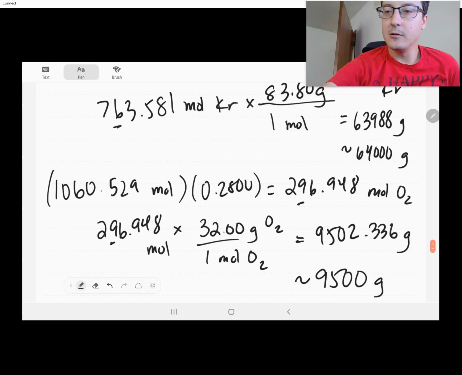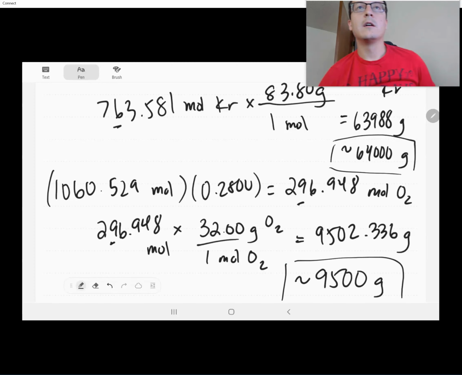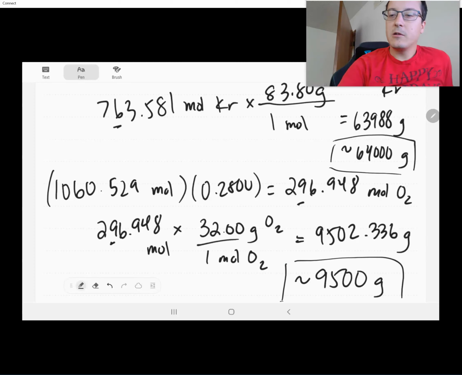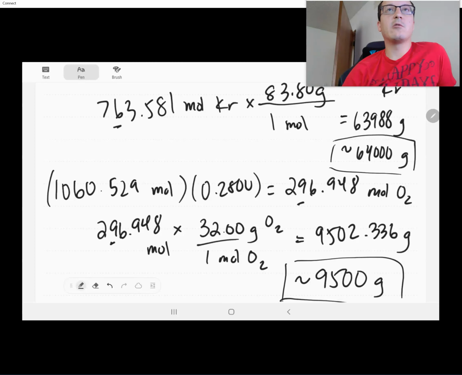Okay, so we had in this tank 9,500 grams of oxygen and 64,000 grams of krypton. Okay, so that's quite a heavy tank because it's so massive, I guess. It's 420 liters. That's quite a bit. Quite a big thing. So, cool. Any questions on that one?